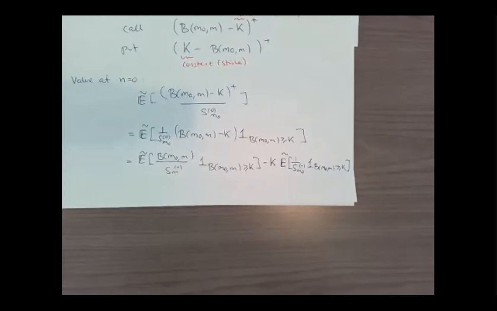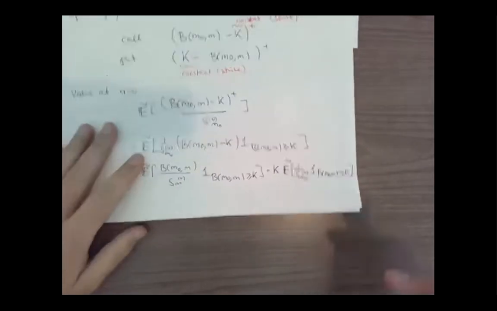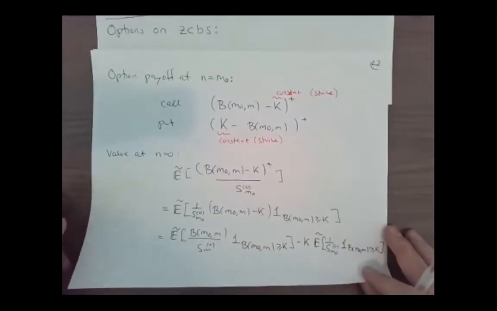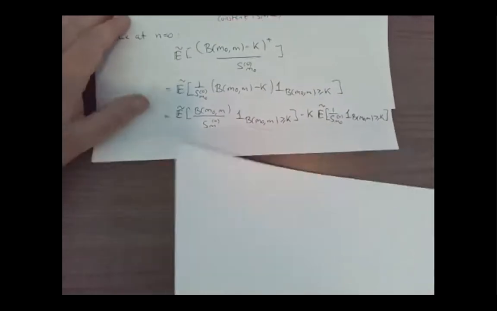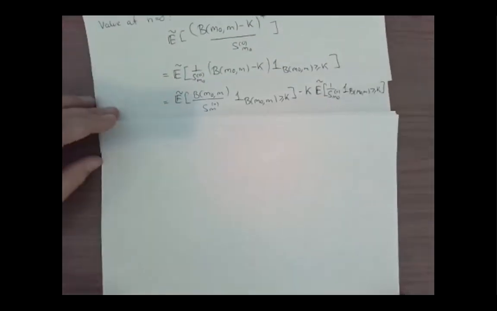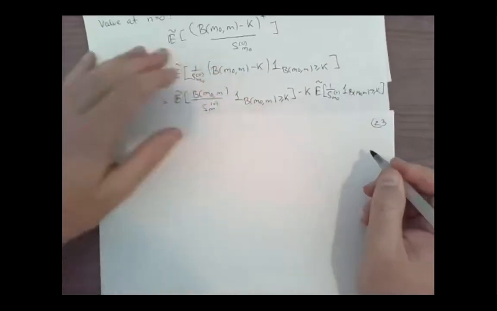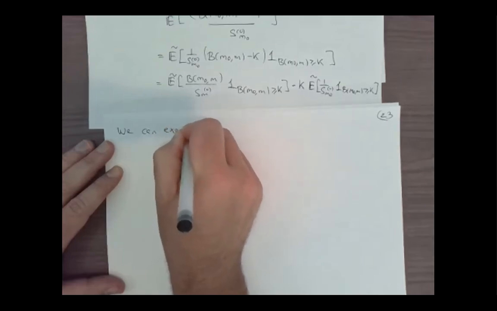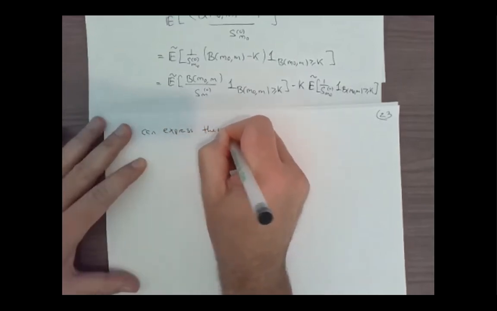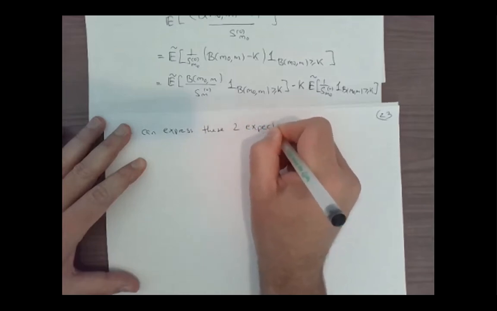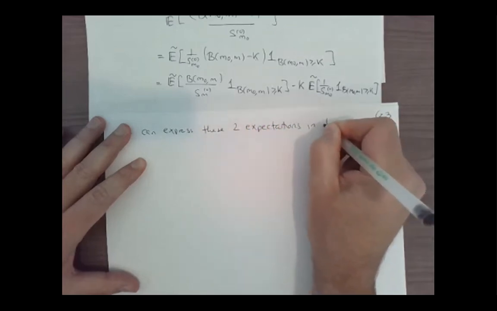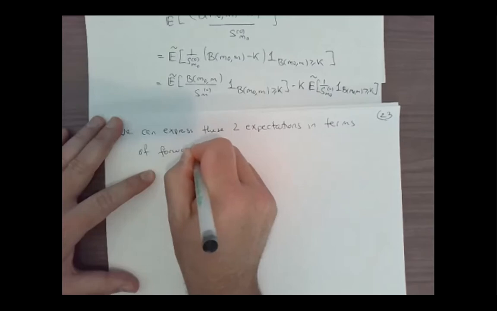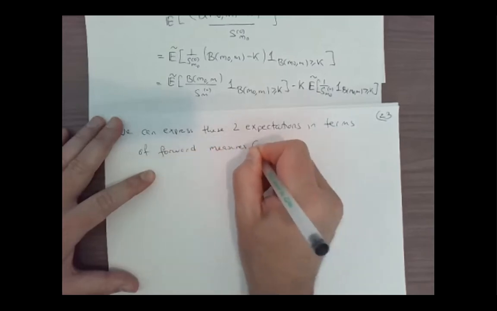So I have these two terms, and it's customary if you are to work with a model that prices zero coupon bonds. These two terms here, they can be re-expressed in terms of the forward measures. So we can express these two expectations in terms of forward measures. This is from last time.